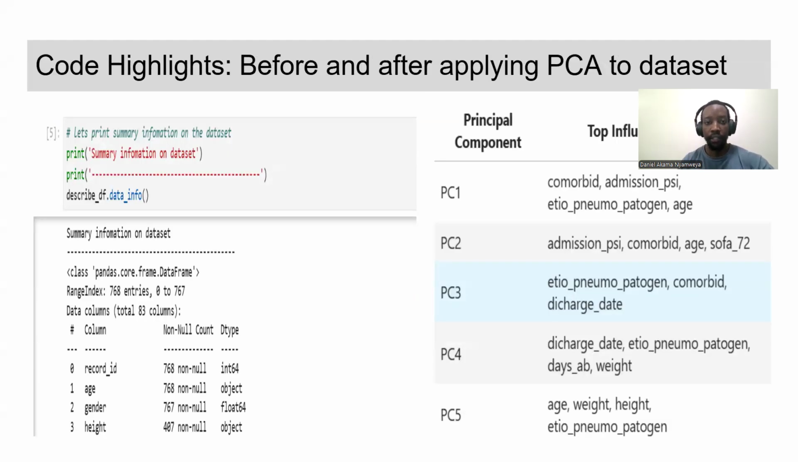Some of the code highlights that you can see in front of you: the process of how the data looked before and after applying principal component analysis to the data set. Of course, prior to this, all the standard pre-processing techniques were applied, and even SMOTE was applied to oversample the minority class and generate synthetic samples of the minority class. Afterwards, PCA was applied, and you can see the data was reduced to around 5 principal components that encompass around 95% of the variance of the data.